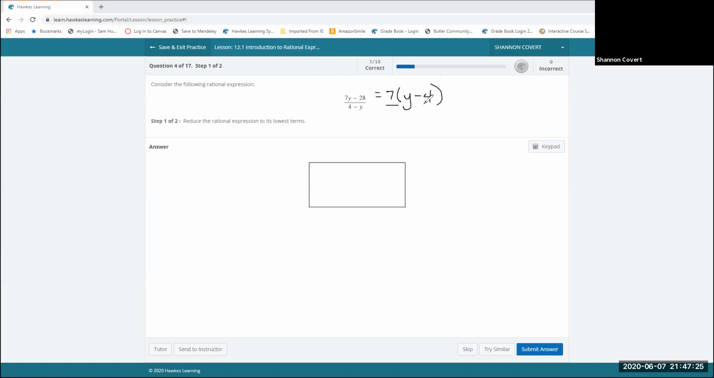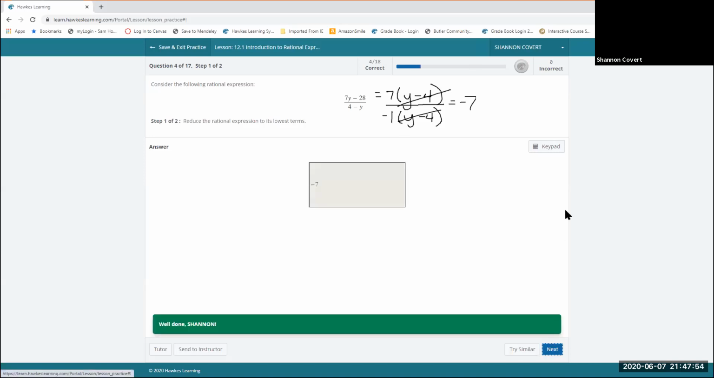Now in the denominator, these look pretty close. I have 4 minus y. I want y minus 4. So what I'm going to do is factor out a negative 1, which changes the signs, which leaves me with y minus 4. So now I can divide out the y minus 4s, and I'm left with 7 over negative 1, which is just negative 7. So that's what I'm going to type in to the answer box. I'm going to hit submit. I got it right. It's always a good feeling.